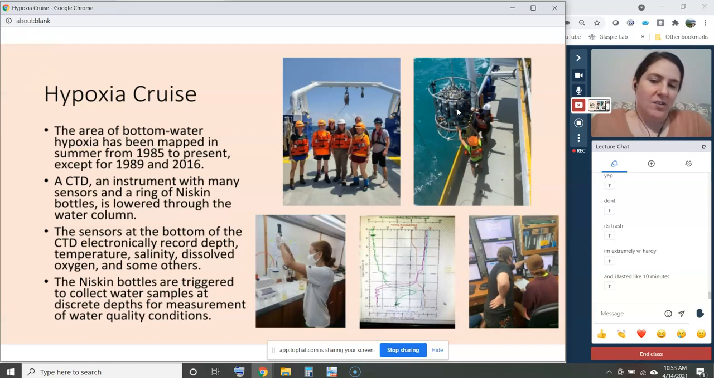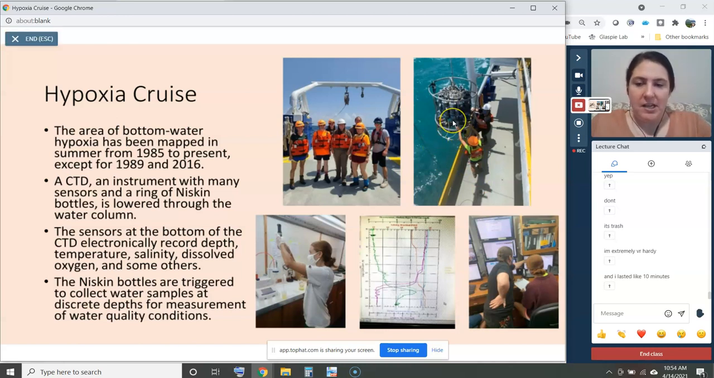But it's basically an instrument that has a whole bunch of things on it. So it's got on the bottom here, you can barely see all these little black devices. Those are all sensors. And then what you mainly see is this ring of what we call Niskin bottles, which are just bottles that are used to collect water that we can trigger at different times when we want to collect a water sample. And so this device is lowered through the water column. This is me trying to get it off the boat. It's very heavy, as you can imagine. And this is my PhD student, Jill.